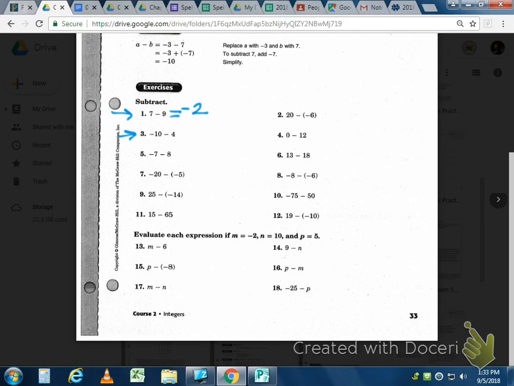Okay, number 3 I would not have to rewrite. I'm already starting out $10 in the hole with that. And now I owe my friend $4 more. Eli, what would it be? Negative 14. Number 5 I would not have to rewrite. I'm in the hole 7, Daniel, and I'm losing 8 more. Where would I end up?